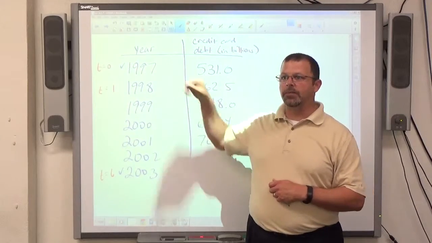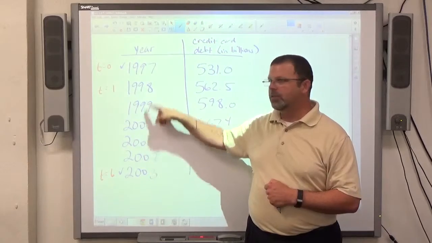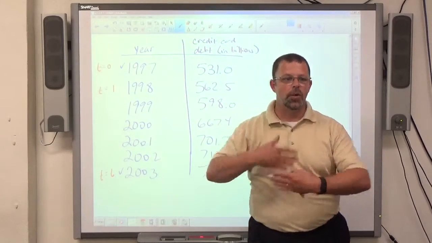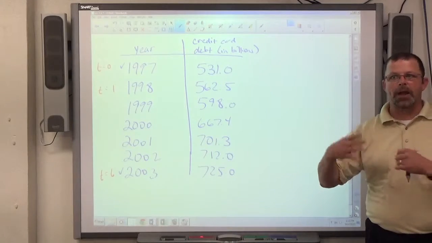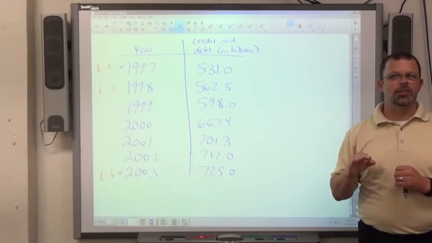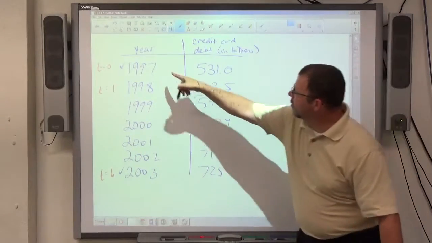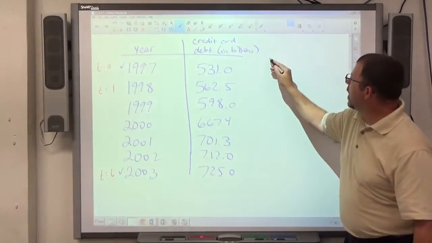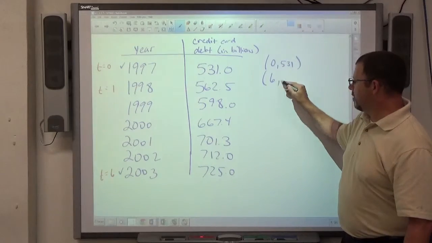Now, if I end up with t equals 8, that's 2005. I have to add 8 to the beginning year. If I get t equals 4, that'll be 2001, because 4 years beyond 1997. So if I do this to make the number smaller and easier, I also have to interpret my answer a little bit. But again, the book does this quite often, so get accustomed to it because it happens almost all the time. So then when I use this data, my ordered pairs are 0, 531 and 6, 725.